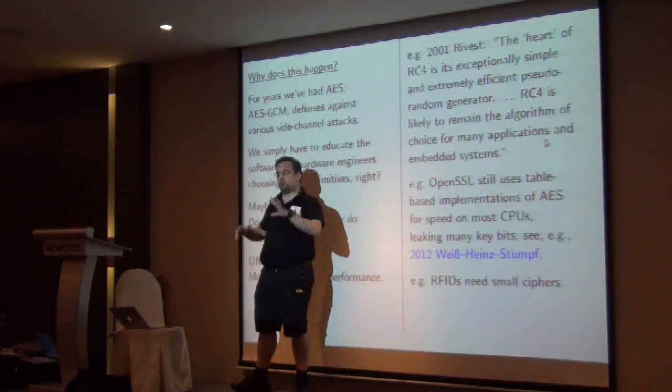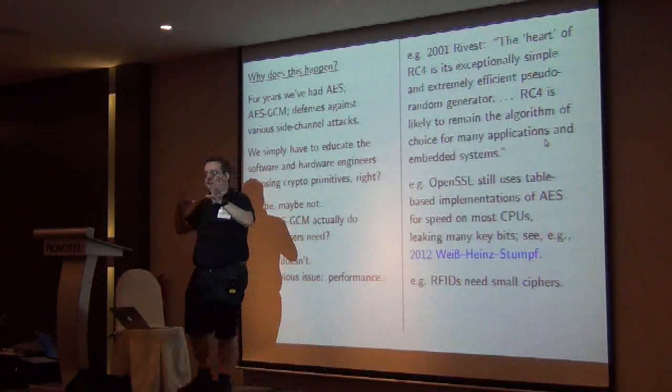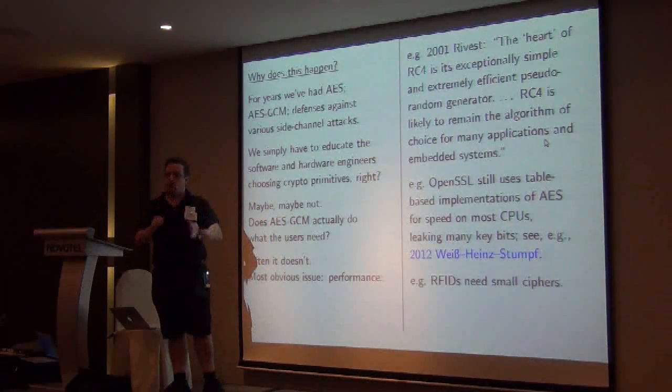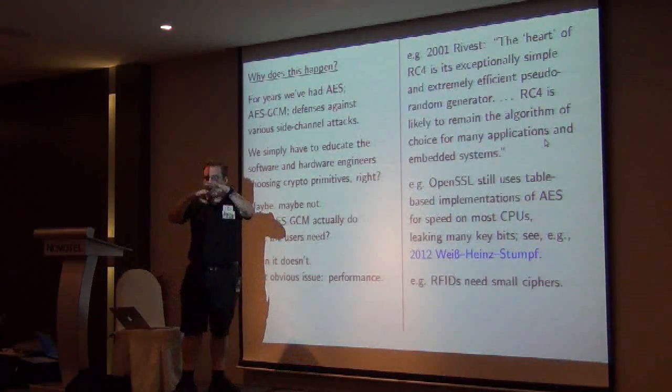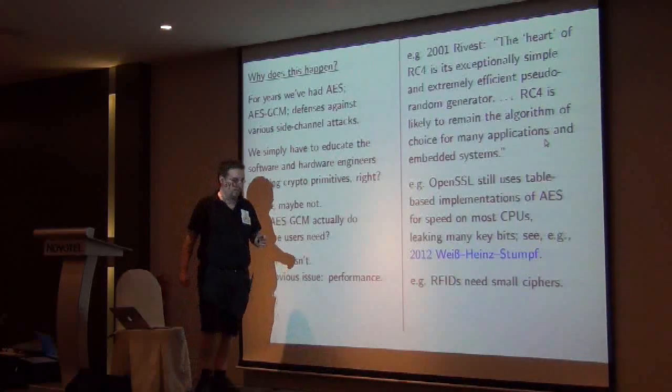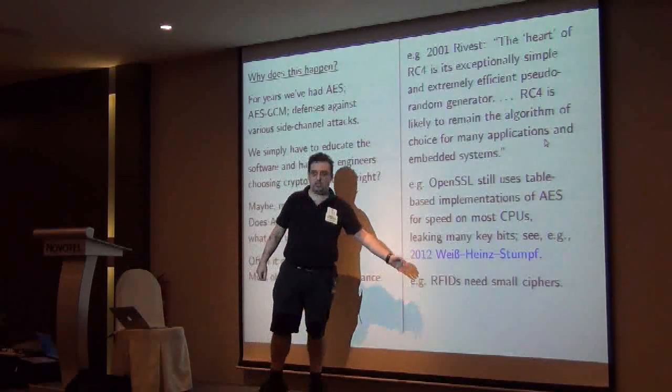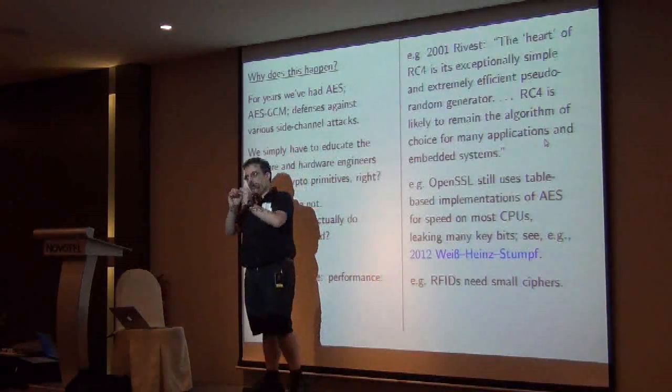Another example here, different from speed, is the size. If you have a small chip, very low cost chip, or a chip which has to do more than just the crypto and fit into low cost, for instance, RFID applications, you really need a small cipher.